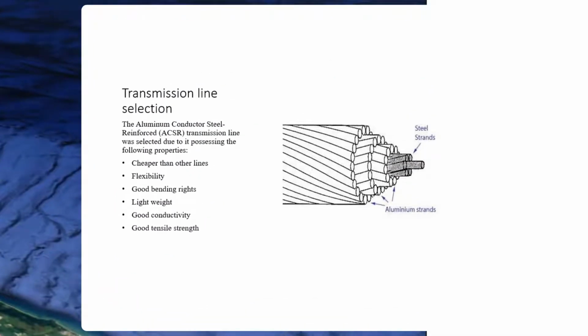There are different types of transmission line, but the transmission line that was selected for our power system was the aluminum conductor steel reinforced transmission line, also known as the ACSR. This line was selected due to the following properties. It is cheaper, it is more flexible, it has good bending properties, lightweight, good conductivity, and good tensile strength.